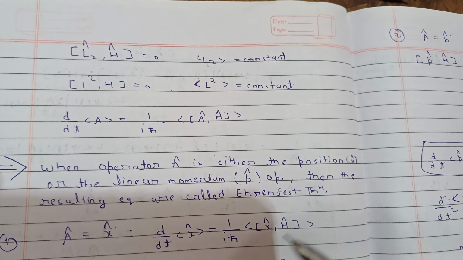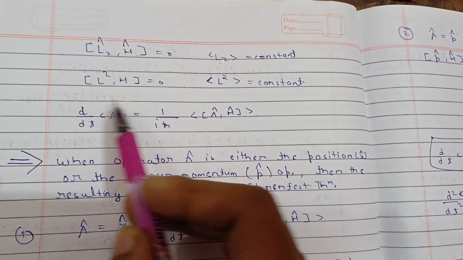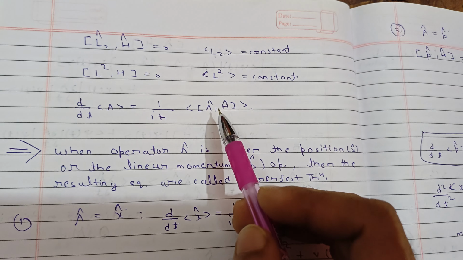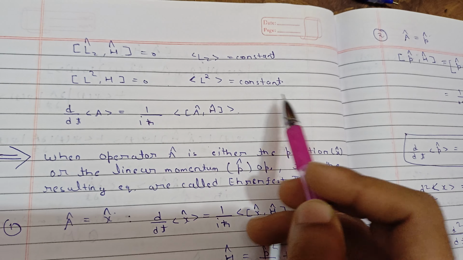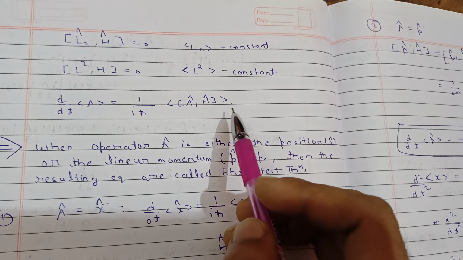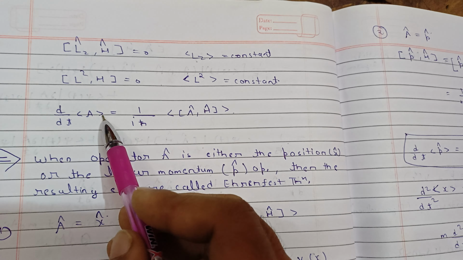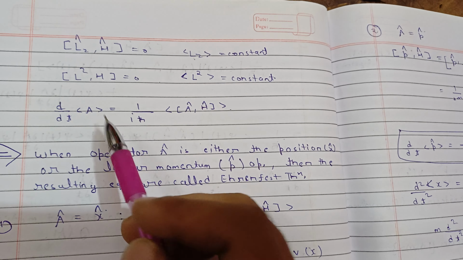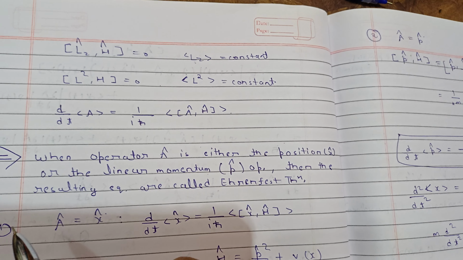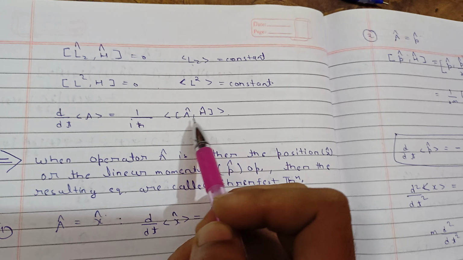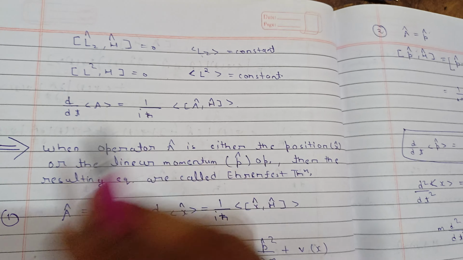So to see the Ehrenfest equations, first we need to remember this equation. We are assuming that A is time independent, that's why the ∂A/∂t term is 0. So this is your equation of motion. Now in place of A, we will have the position and the momentum operator, then we will call whatever equations we get the Ehrenfest equations. So we must remember, we will operate this equation with the position and the momentum operator.